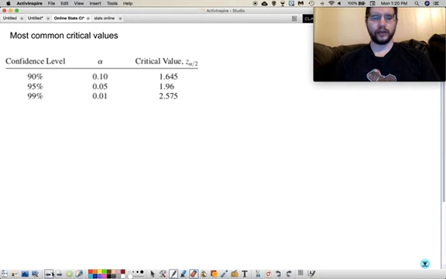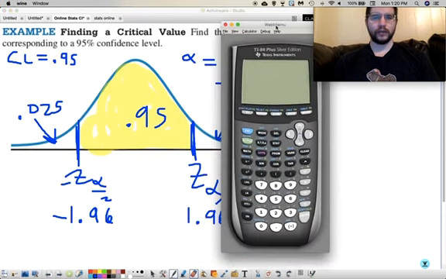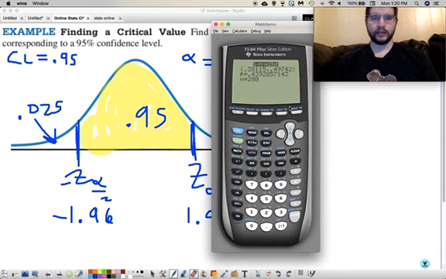Now, if we're doing this in the calculator, for the TI, it's just an inverse norm. For the first one, it was 0.025. Mean and standard deviation are 0 and 1. Negative 1.96.